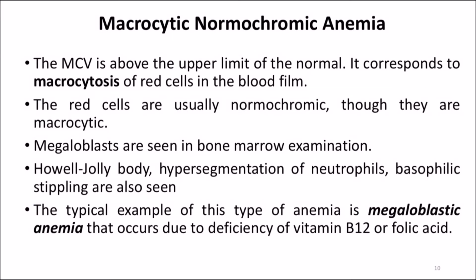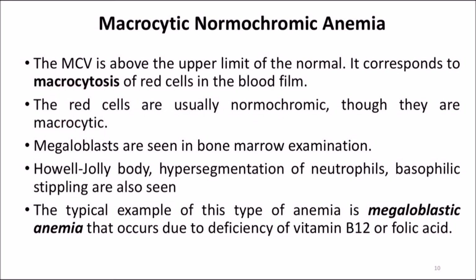Coming to the last type of morphological classification, macrocytic normochromic anemia. In this, the MCV is above the upper limit of the normal. That corresponds to macrocytosis of red cells in the blood film. So when the MCV is above the normal range, it is considered to be macrocytosis of red cells. The red cells are usually normochromic, though they are macrocytic.